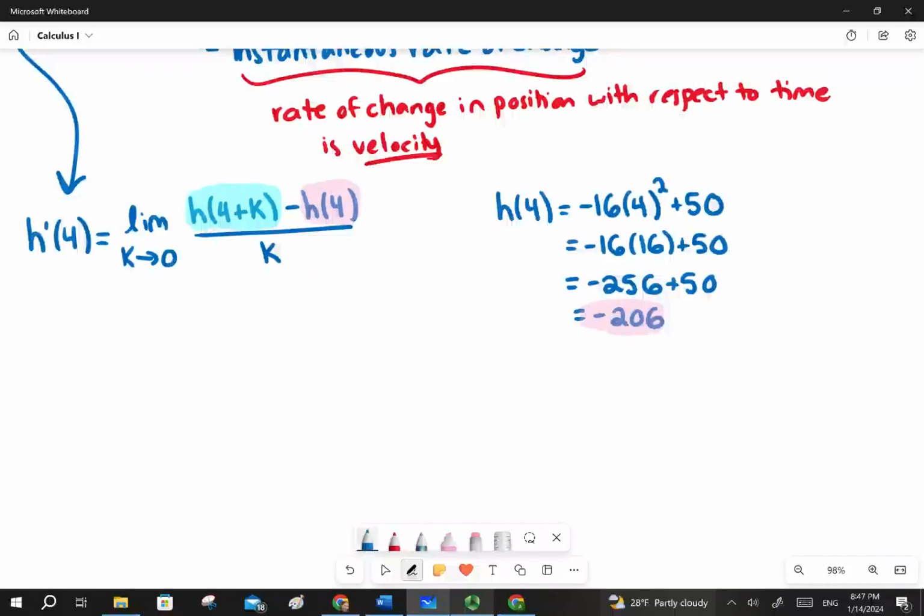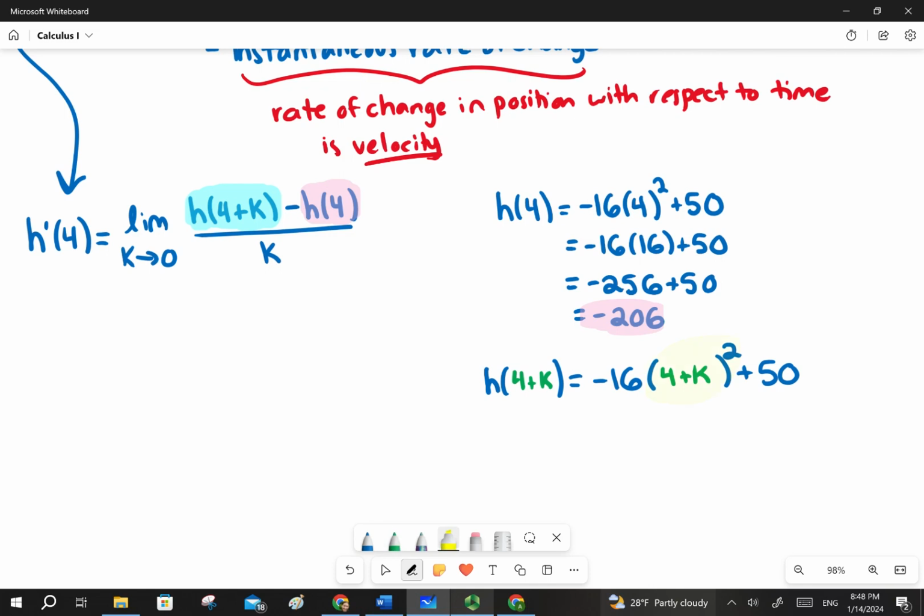To find h of 4 plus k, I recommend starting with the formula h of t equals negative 16t squared plus 50 and replacing each t with a blank set of parentheses first, and then filling in the parentheses with 4 plus k. Doing so looks like this. H of 4 plus k equals negative 16 times 4 plus k squared plus 50.